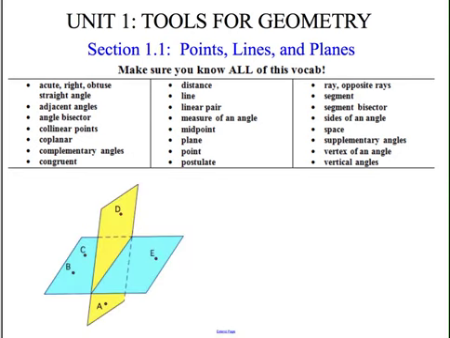So what was section 1.1 all about? It was about points, lines, and planes. So we had a lot of vocab in this. So we know points, lines, and planes. Remember, for lines, we put the line on top, like AB. It has to have the line on top. For a plane, we use either the letter in the corner or something like ABC. So we use 3 letters.